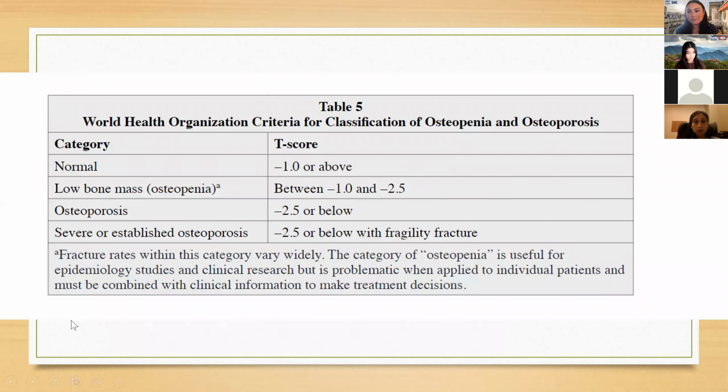According to the World Health Organization, we define osteoporosis according to T-scores, and we'll go through that in a second, based on bone density scans. So a normal T-score is considered anything -1 or higher. Low bone mass or osteopenia is considered between -1 and -2.5, and a T-score of -2.5 or below defines osteoporosis.